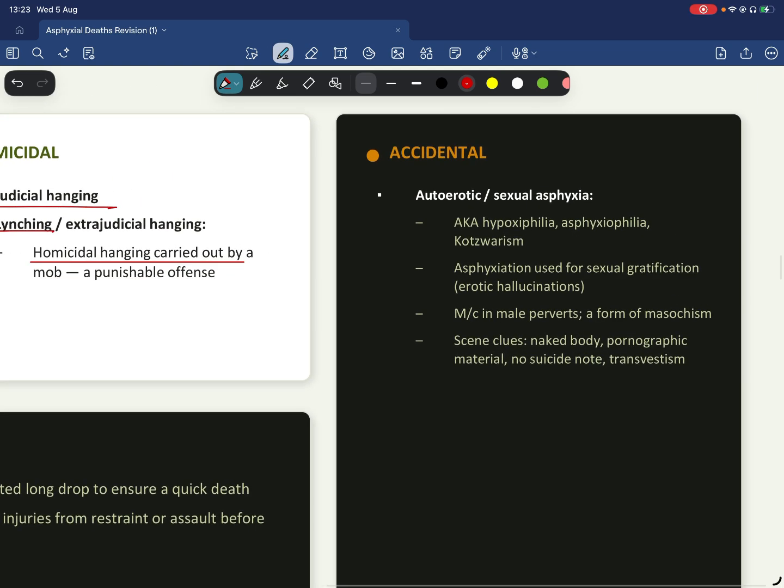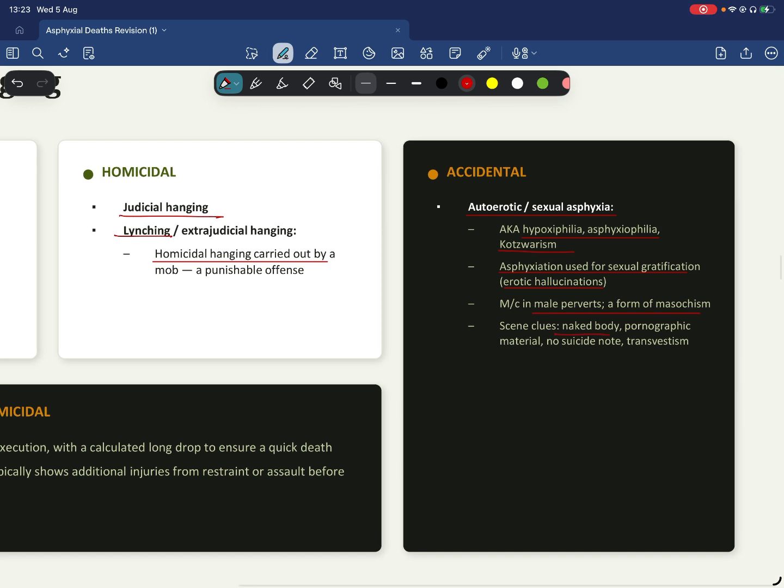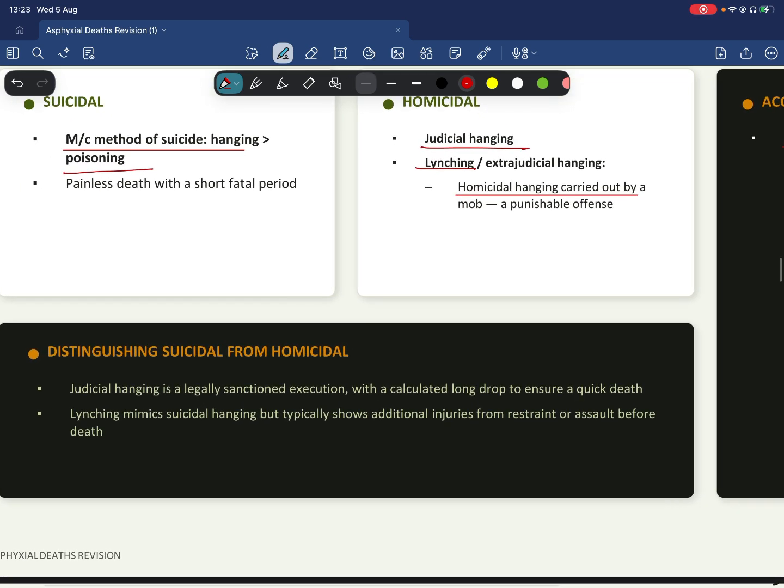Accidental hanging is seen in autoerotic or sexual asphyxia, also called hypoxyphilia, asphyxiophilia, or kokoism. It is asphyxiation used for sexual gratification, where the person seeks erotic hallucinations to attain orgasm. Most commonly seen in males, it is a form of masochism. Scene clues at the crime scene may be a naked body, pornographic material, absence of a suicide note, and transvestism. How to distinguish a suicide from a homicidal hanging?